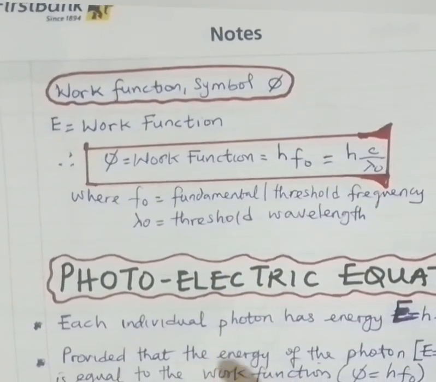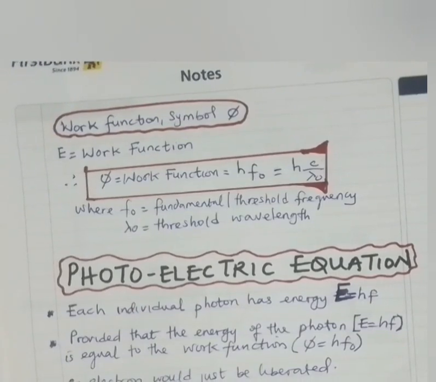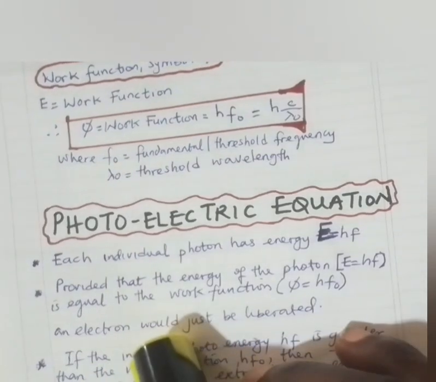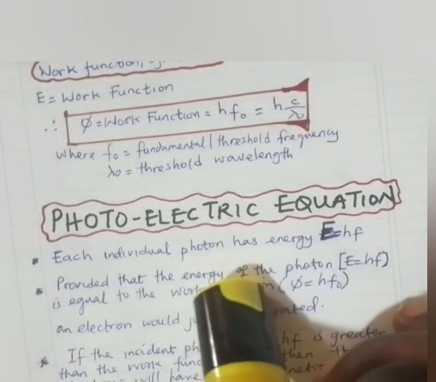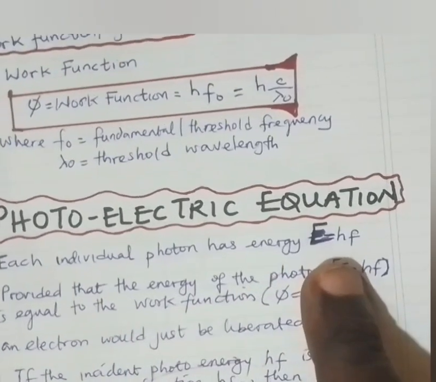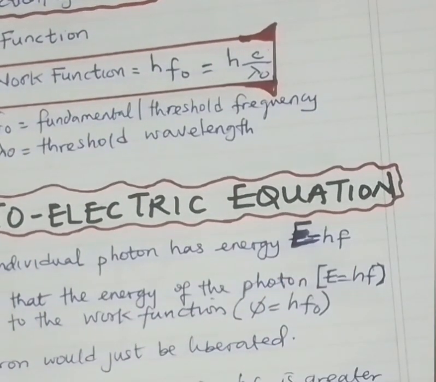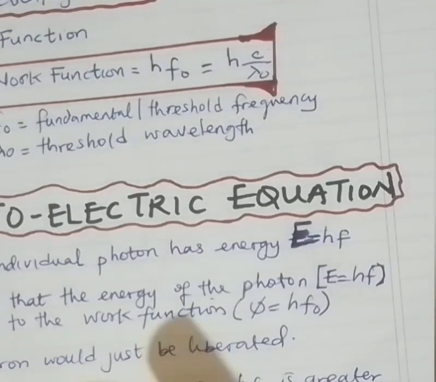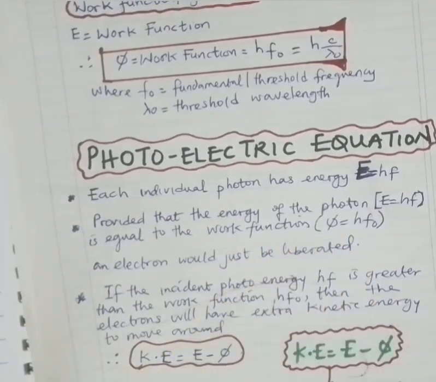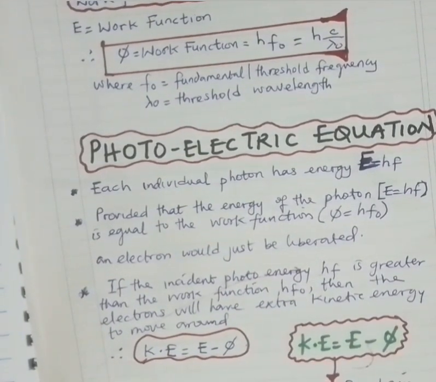Now we'll move to the photoelectric equation. This equation is also called the Albert Einstein equation. Don't forget that each incident energy, the energy that is falling on the surface of the metal, has a particular energy. The energy is hf, like we have discussed just now. Once this energy is equal to the energy of the work function, then electrons will be emitted. Now you can see this formula here.